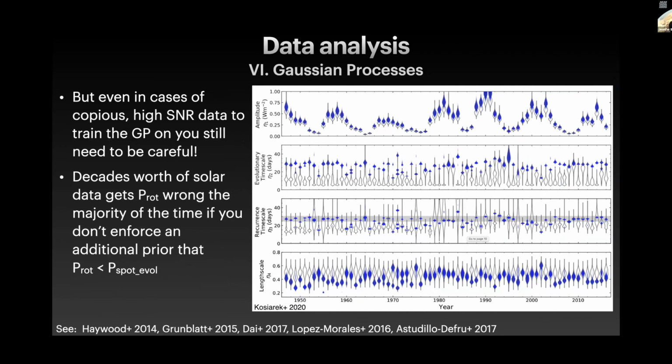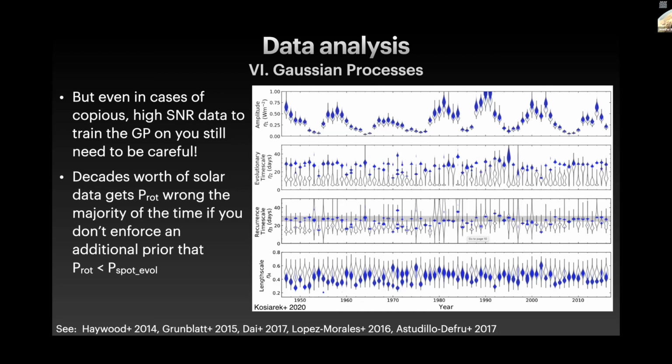But even in the case of copious high signal to noise data to train the GP on, you still need to be careful. And so recent work by Molly Kosiarek that Annalise mentioned earlier looked at 70 years of solar irradiance models from the Empirical Irradiance Reconstruction Project, or EMPIRE.